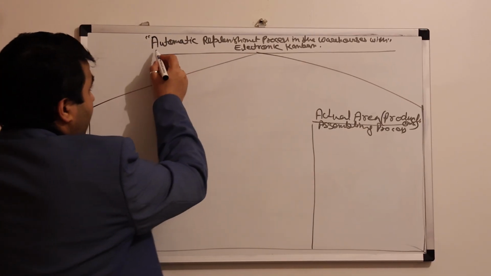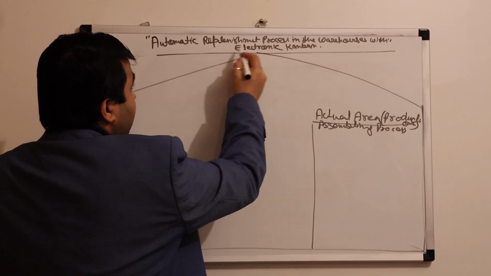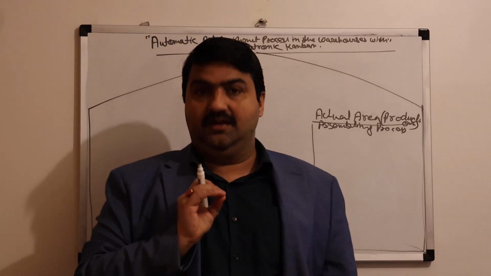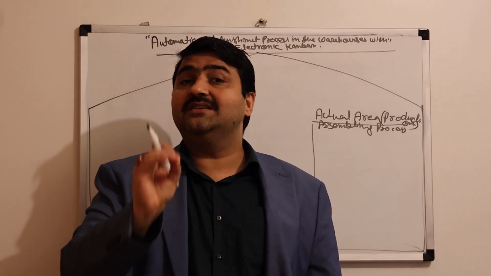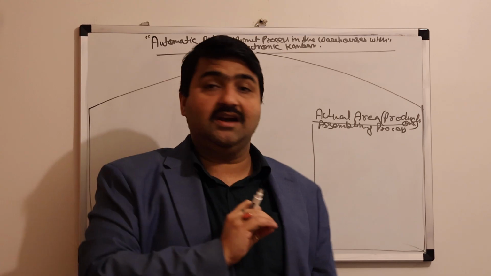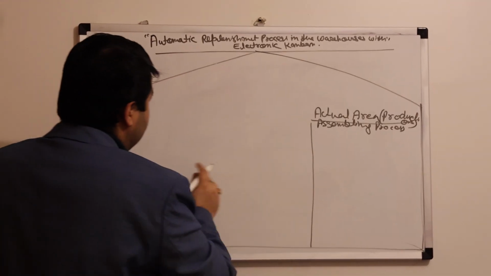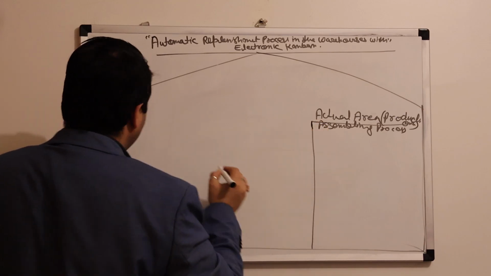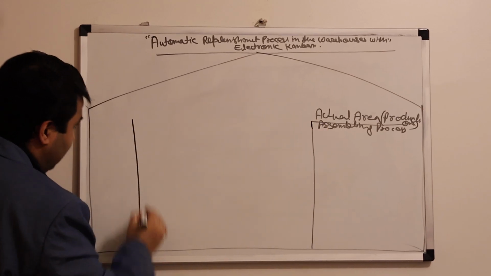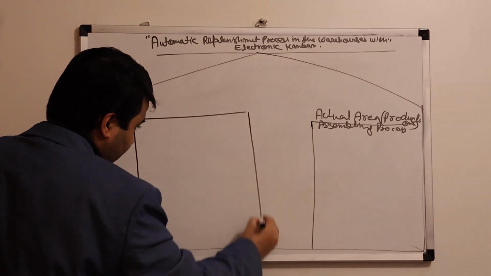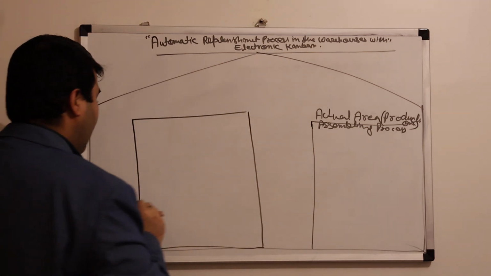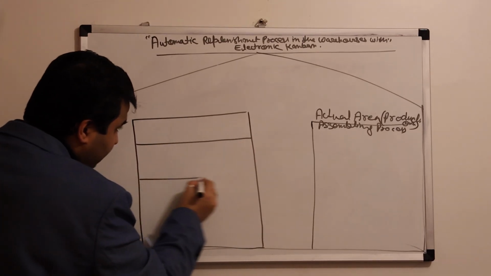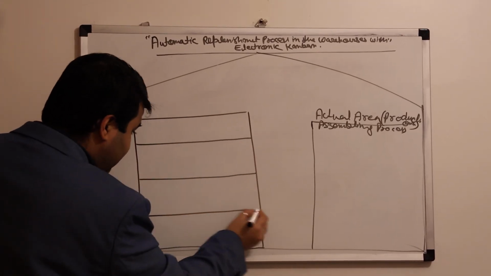So when we talk about the automatic replenishment process in the warehouse with electronic Kanban, why do we call it electronic Kanban? Suppose here is our assembly area and this is the replenishment storage area. Here we have the storage area. Now suppose we have the bins.